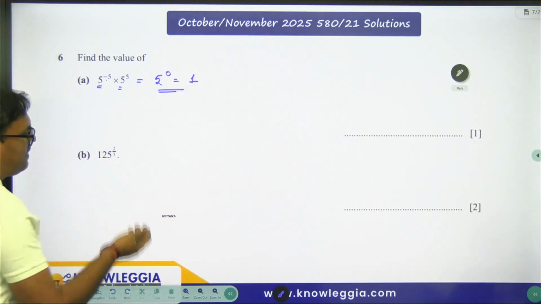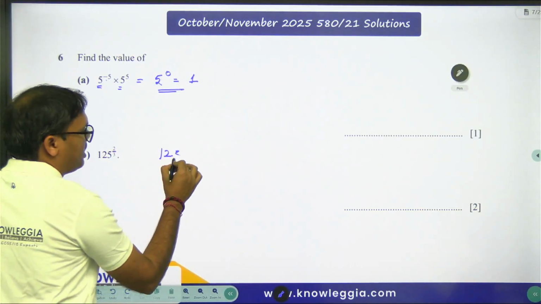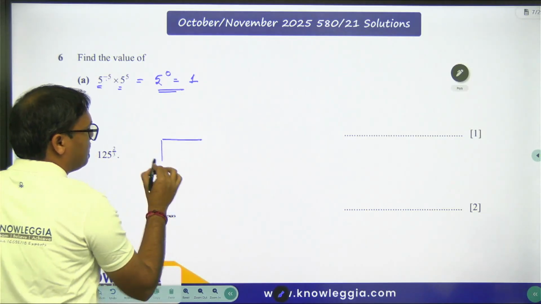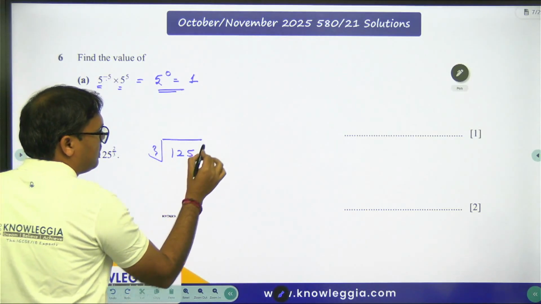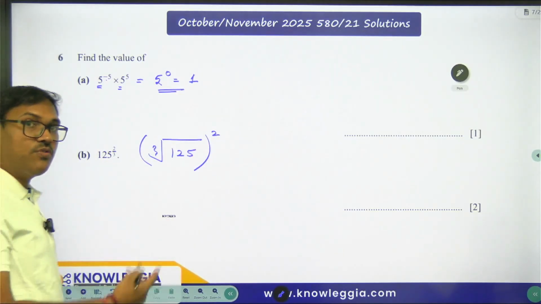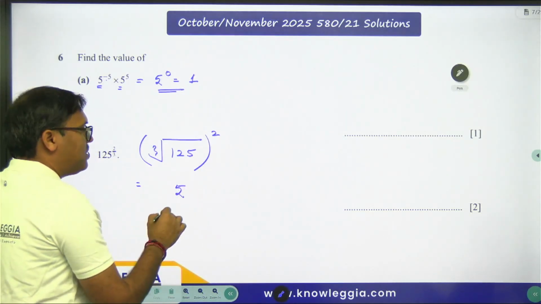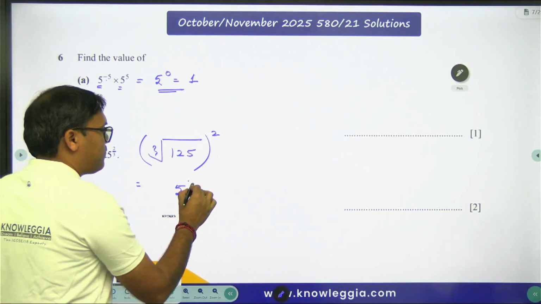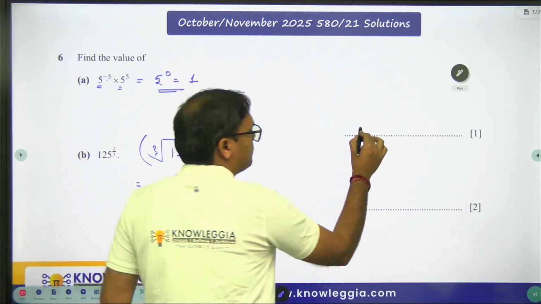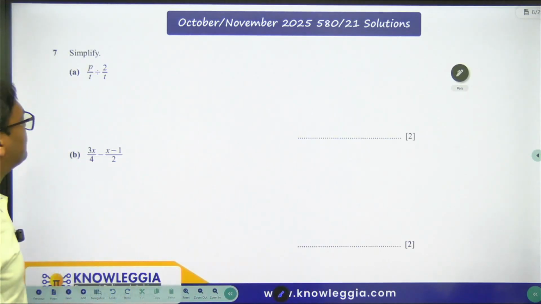Now what is this? This is 125 raised to 2 by 3. Now we know this is the cube root of 125 and power 2. This is how we write this. Now what is the cube root of 125? 5 cubed is 125. So the cube root of 125 is 5. So this is 5 squared, which is equal to 25. So what is the answer? This is 1 and this is 25. Now let's go to the next question.